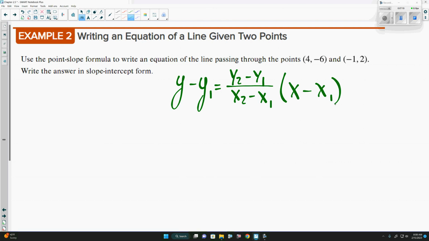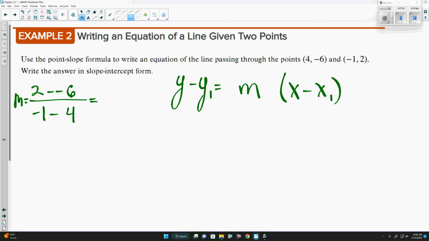We plug in the formula for slope. I don't like it because there's a lot going on here. Because all we have to do instead is, well, we can take that out. That's a lot going on there. And just leave it as m. And normally what I will do is I'll calculate the slope off to the side, because all we're doing is subtracting the y values. So 2 minus negative 6 over negative 1 minus 4.